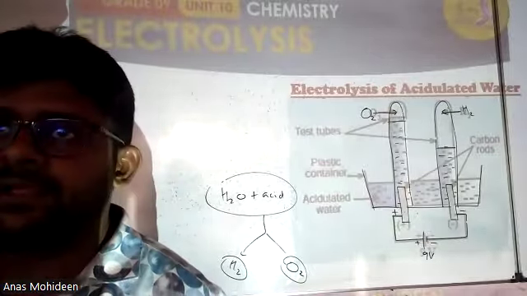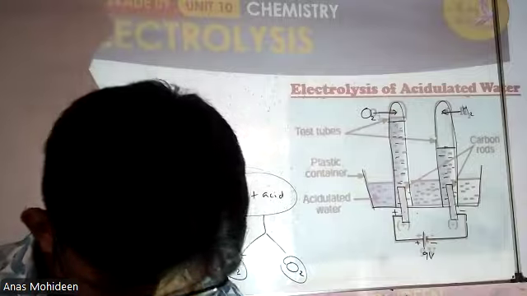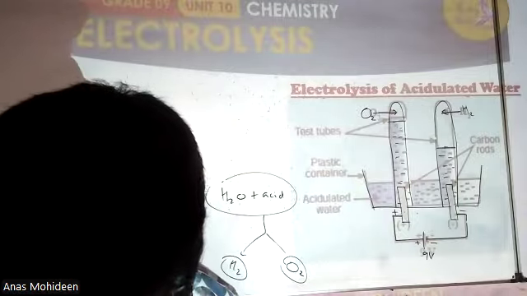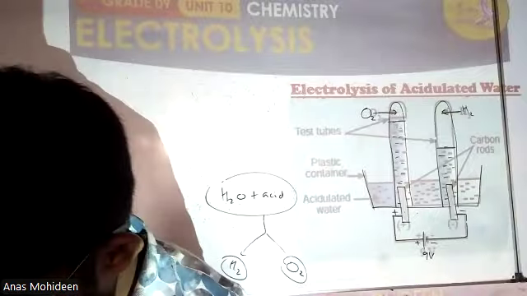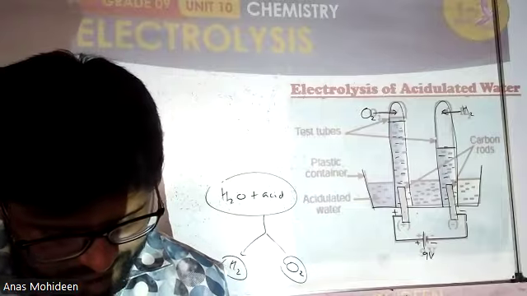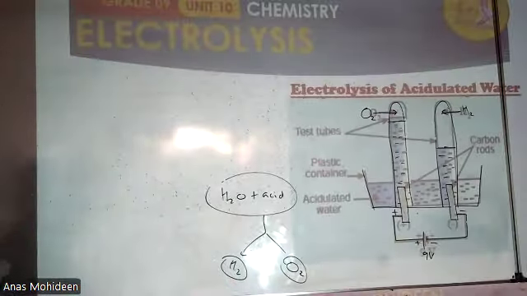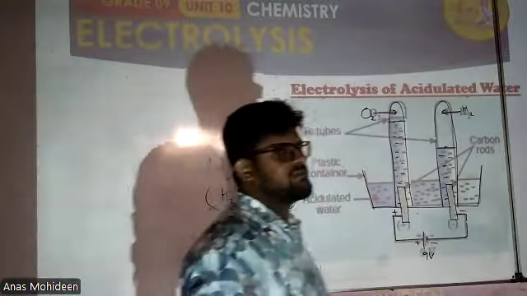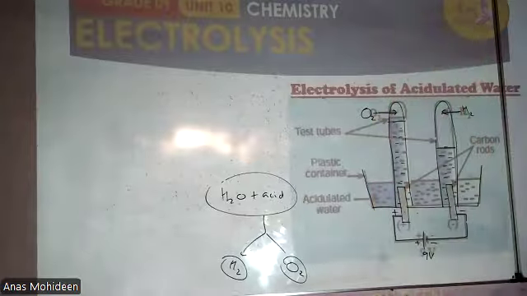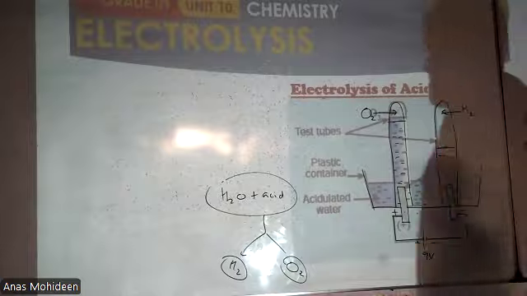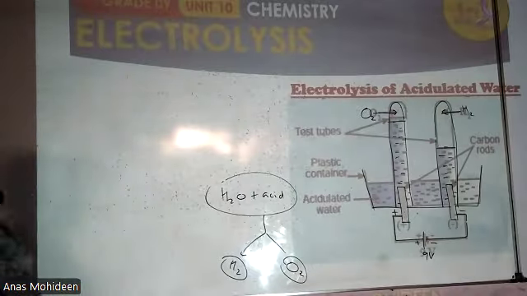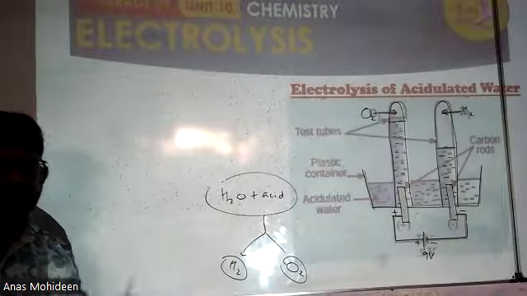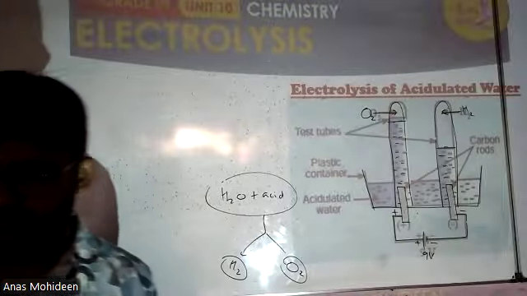Next one. Hydrogen gas, H2 gas evolves at the negative electrode. Remember, positive electrode, oxygen gas; negative electrode, hydrogen gas. One more point is there.